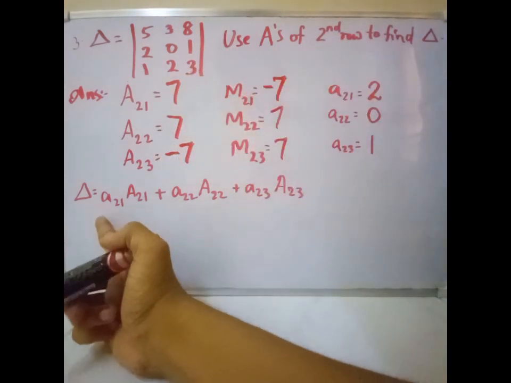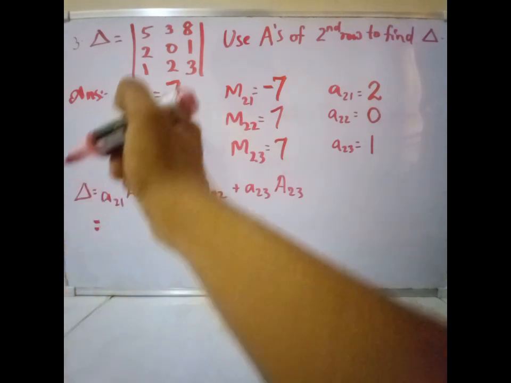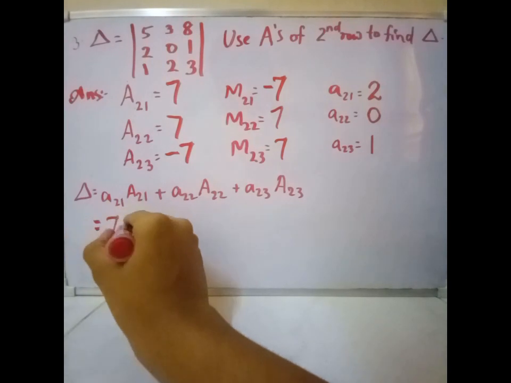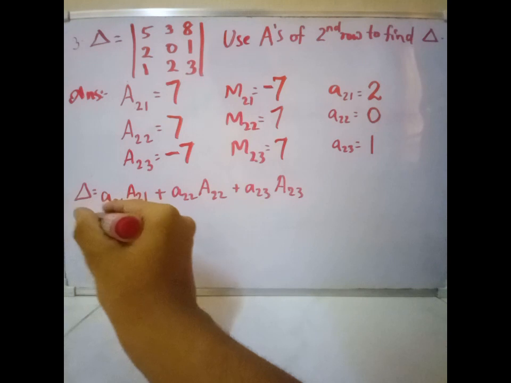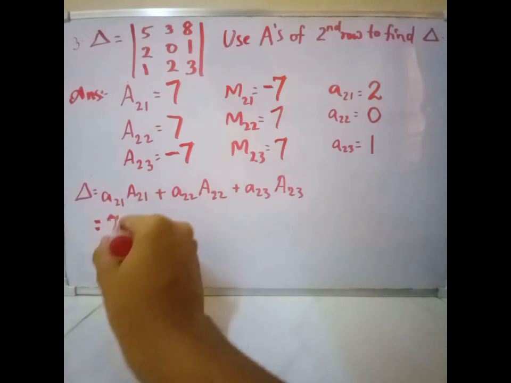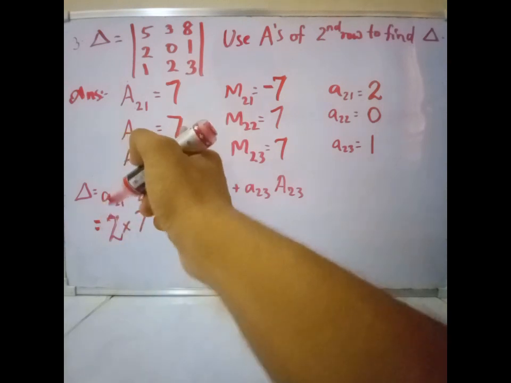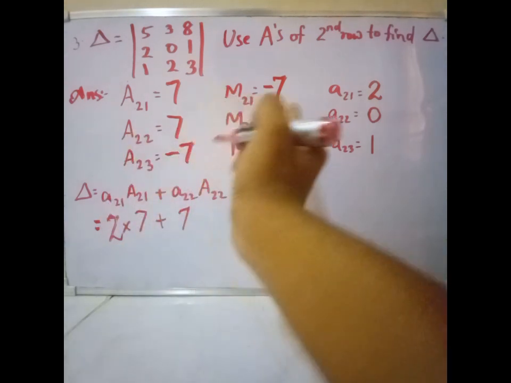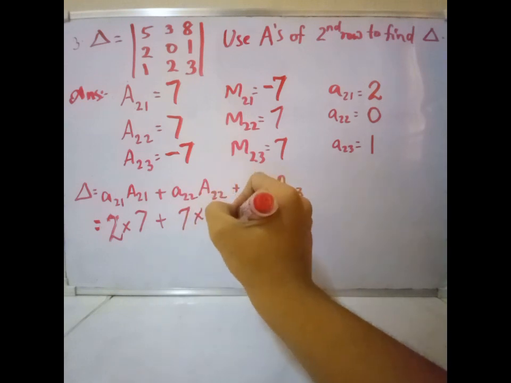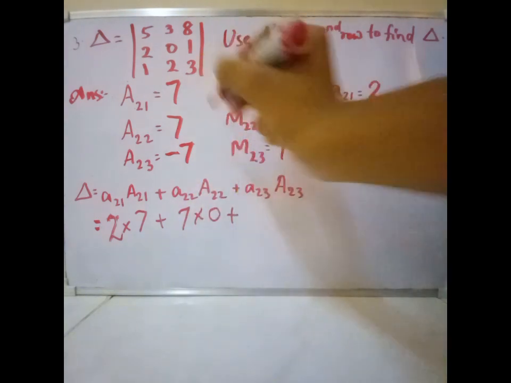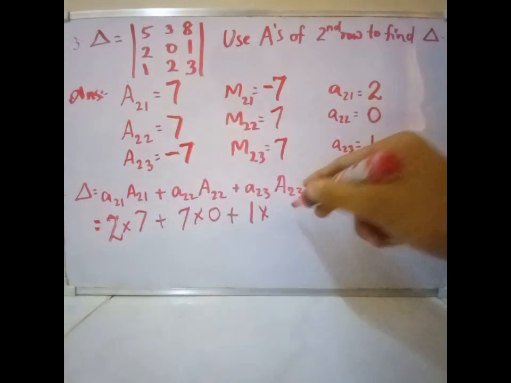Now just substitute in this equation. So a21, small a21 it's 2 and capital A21 it's 7. Then a22 it's 0 and A22 it's 7, plus a23 it's 1 and A23 it's minus 7.